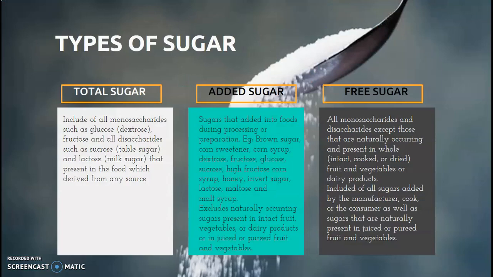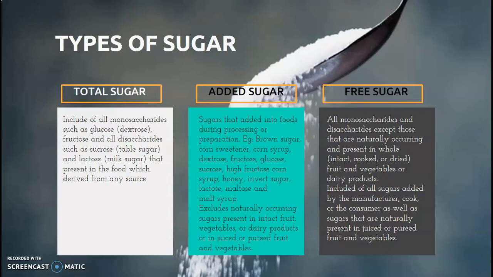Next, we move to the types of sugar. There are 3 types of sugar, which are total sugar, added sugar, and free sugar. Total sugar includes all monosaccharides such as glucose and fructose, and all disaccharides such as sucrose and lactose that are present in the food, derived from any source. Next is added sugar, which is sugar added into foods during processing or preparation. Examples are brown sugar, corn sweetener, corn syrup, dextrose, fructose, glucose, and sucrose.